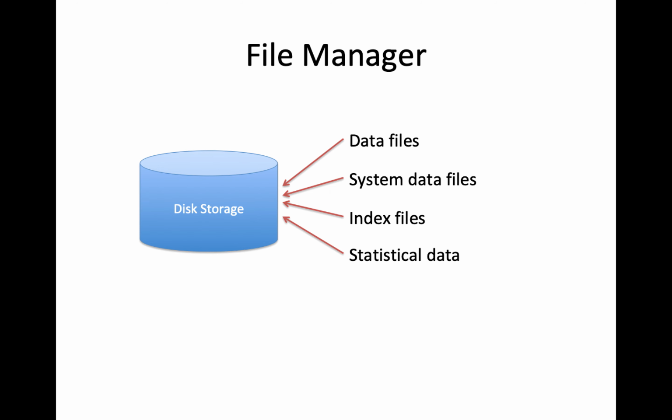So there are basically four groups of files that need to be stored in disk. The first are the data files, which store the database itself. The second are the system data files, which store information about the structure of the database. This is also where the data dictionary is stored.